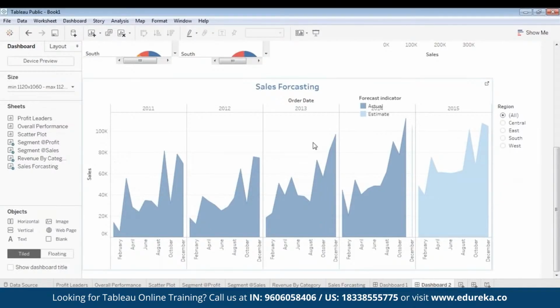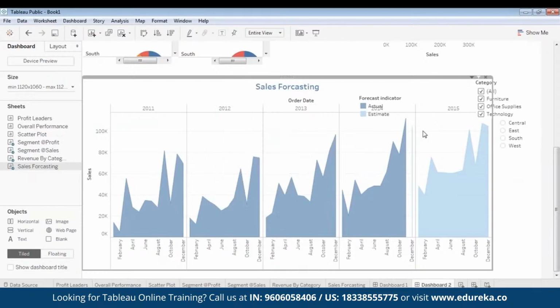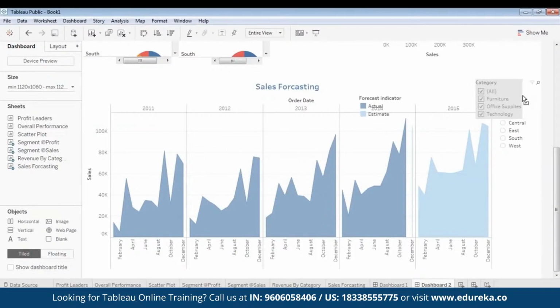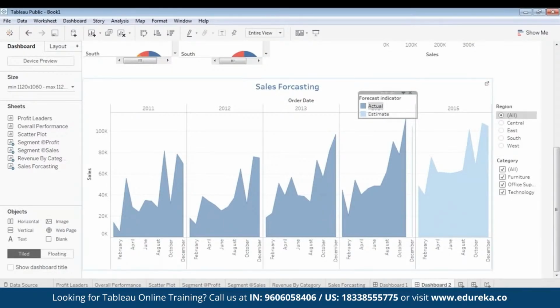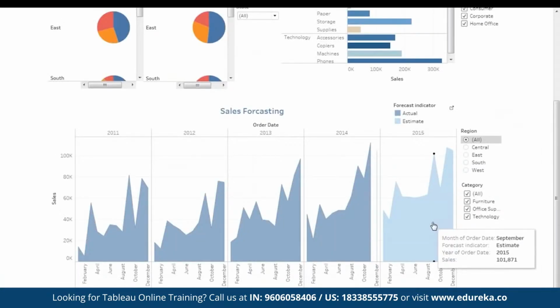Also, let's add category as well. One more filter. Okay. Let me put this one here. Right. Now I have created my second dashboard also, guys.